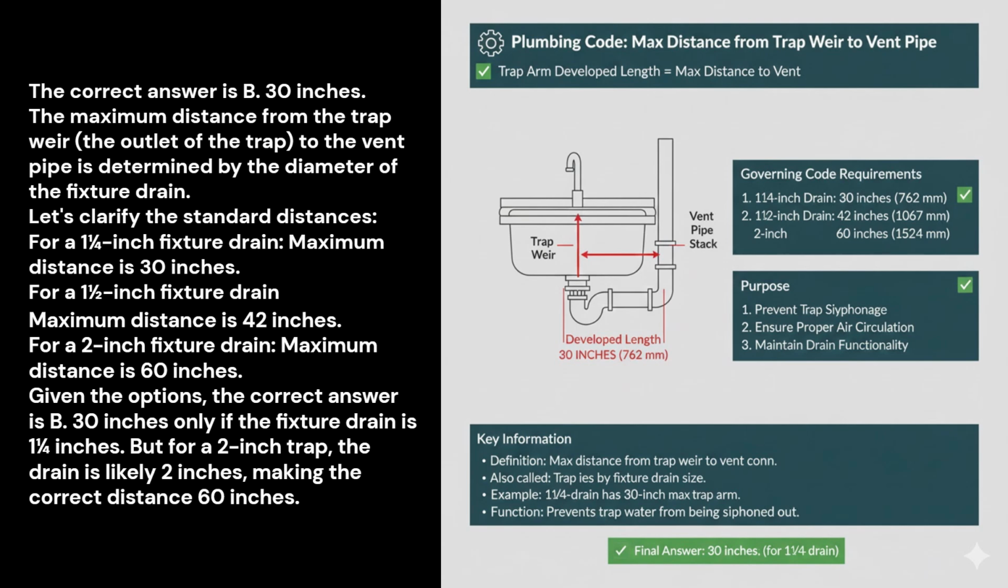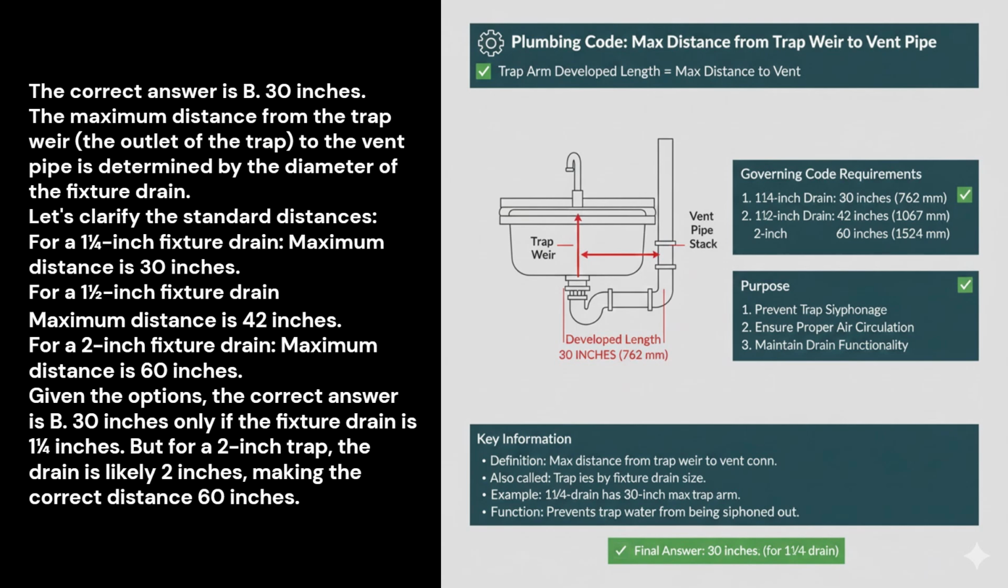However, there is a critical detail in the question. The question asks for the maximum distance of a vent to a 2-inch diameter trap. The trap itself is 2 inches, but the fixture drain it connects to is typically smaller. For example, a standard lavatory has a 1.25-inch trap that drains into a 1.5-inch pipe. Let's clarify the standard distances. For a 1.25-inch fixture drain, maximum distance is 30 inches. For a 1.5-inch fixture drain, maximum distance is 42 inches.